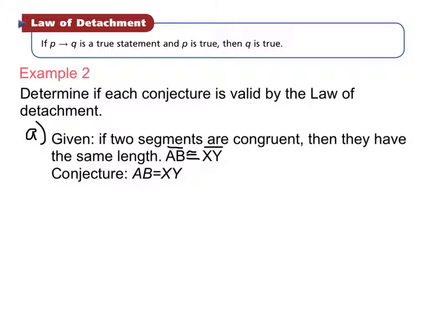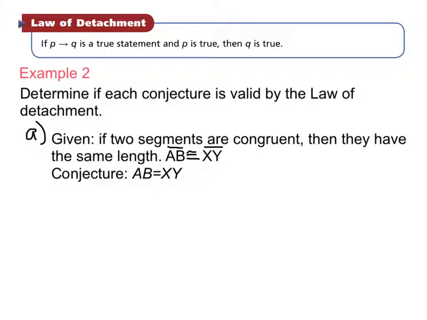Example 2. Use the law of detachment to determine if each conjecture is valid. So let's look at A. We have a given: if two segments are congruent, they have the same length. That's a given. Then we have segment AB is congruent to segment XY. The conjecture is that AB, the length of A to B, is equal to the length of XY.